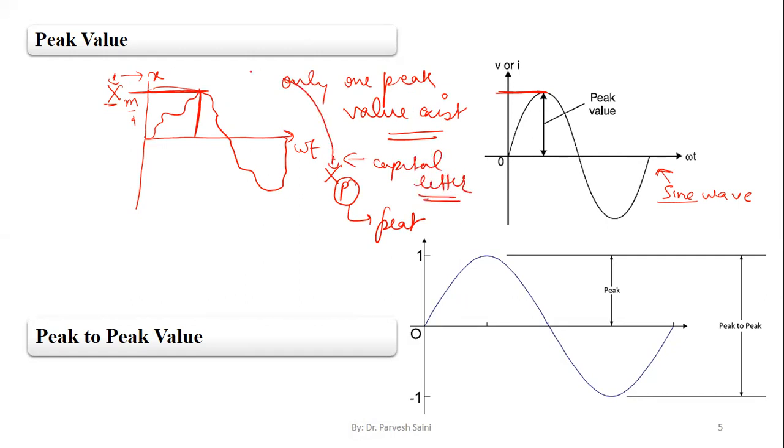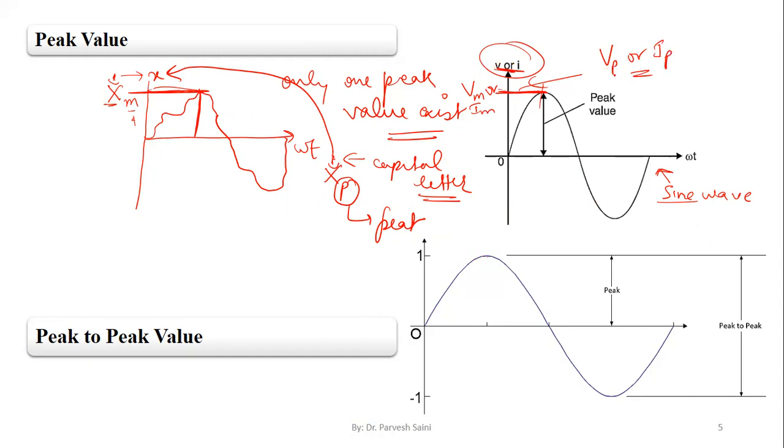Okay, so it indicates the peak value of this x, which is the alternating quantity. Any alternating signal will have only one peak value, right here. So this will be termed, for example, if this is voltage or current, it would be either Vm or Im, or it may be written as Vp or Ip.